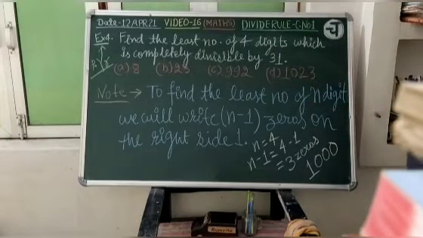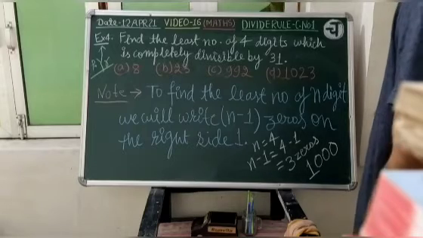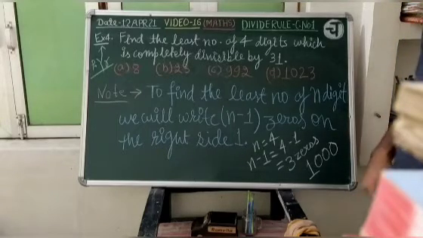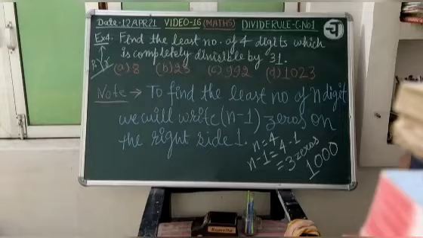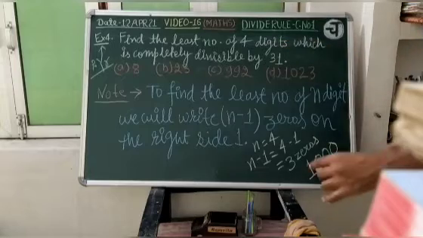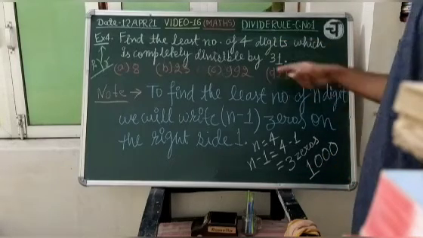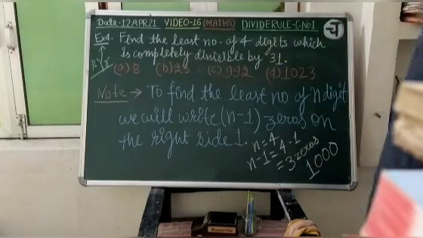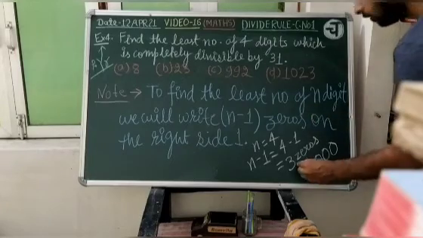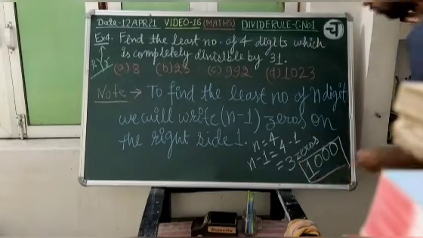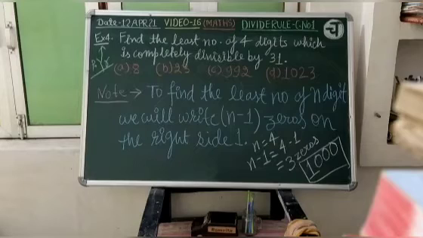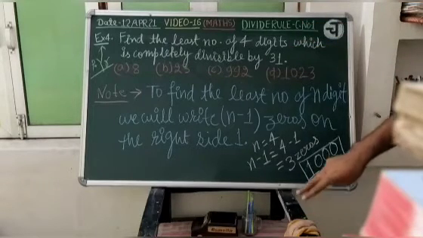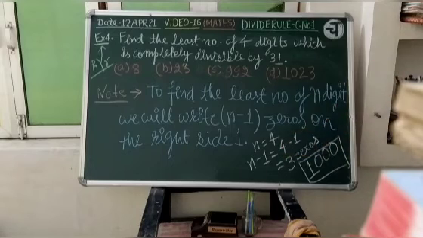Of course, I think you will be aware of it. If you are not aware, I am telling you how to write it. Our first task is to find the least number of 4 digits, and the least number of 4 digits will be 1000. 4 digits are there, so 3 zeros we write on the right side of 1.